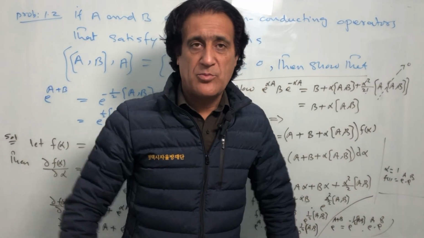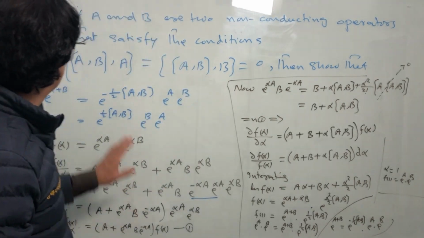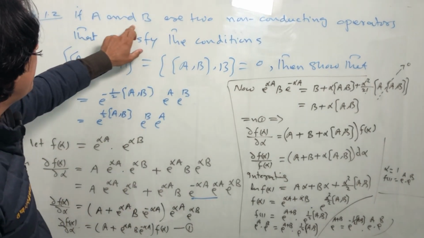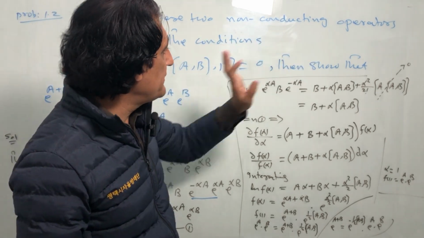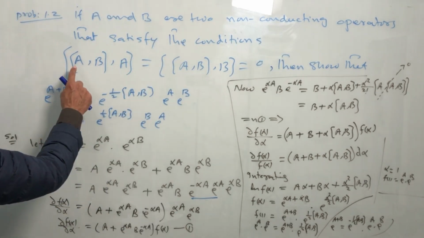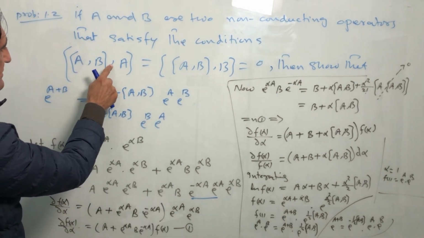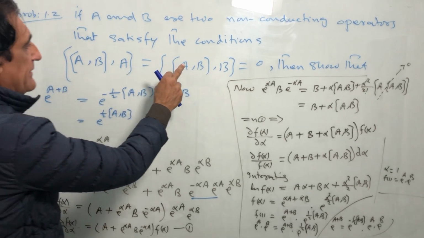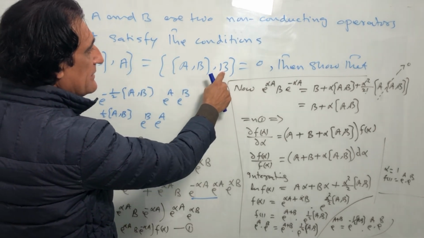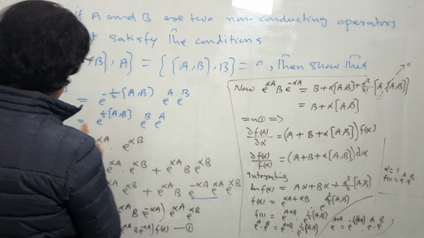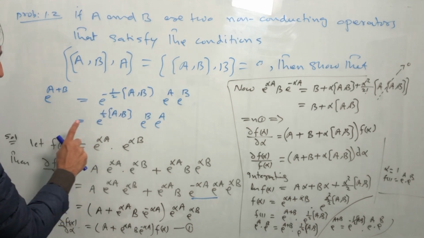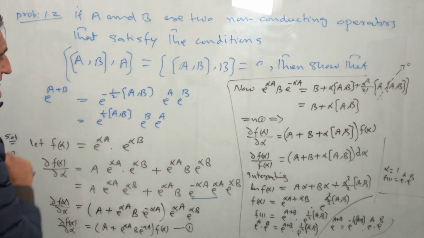This is a very simple problem related to chapter number 1, 1.2. It states that if A and B are two non-commuting operators that satisfy the condition that the commutator of A and B commutes with A and the commutator of A and B commutes with B, that is, it is equal to 0, then show that e to the power A plus B is equal to this, or this.